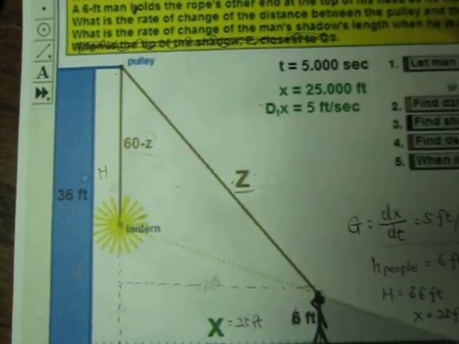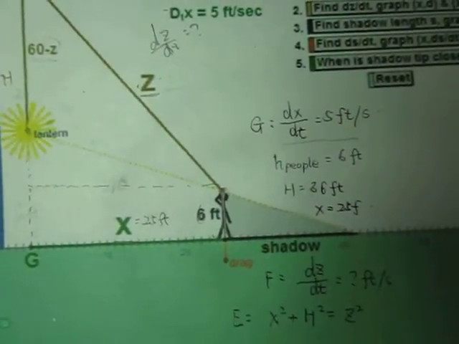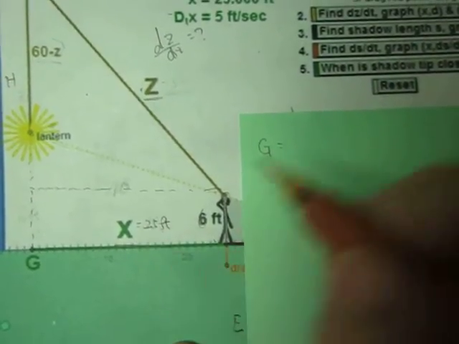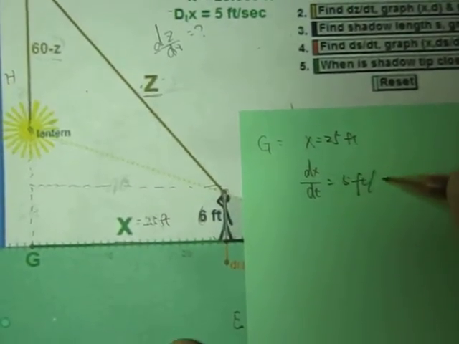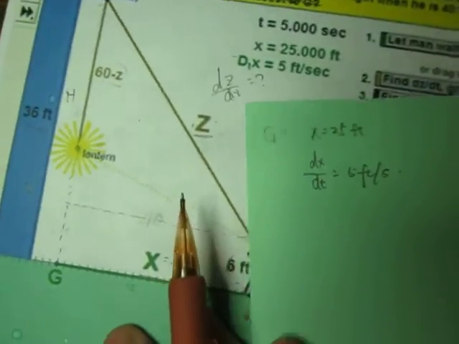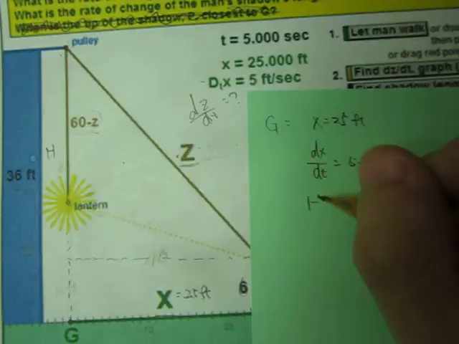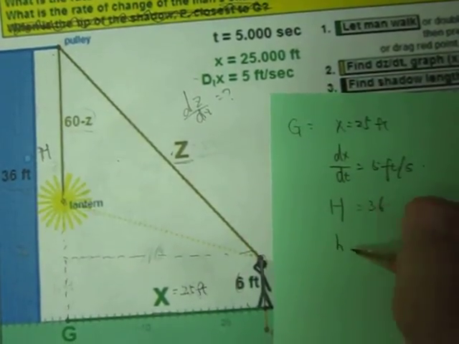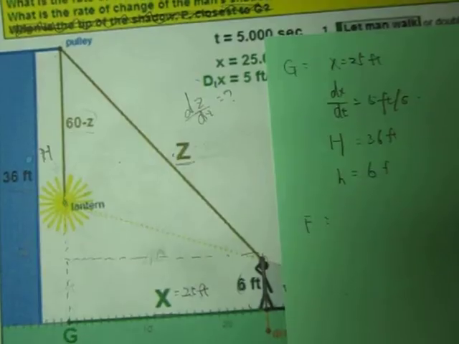So what we want to find is dj/dt. From the given information for this question, we do have x as 25 feet, and dx/dt for the person is 5 feet per second, and the height from here to here is 36. So let's label that by big H. From here to here, the big H is 36, and the small h of this person is 6 feet. And we want to find dj/dt.